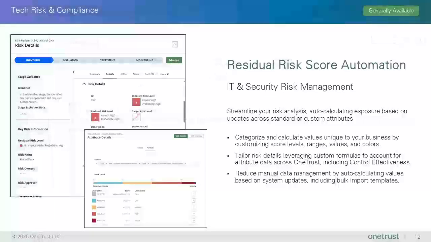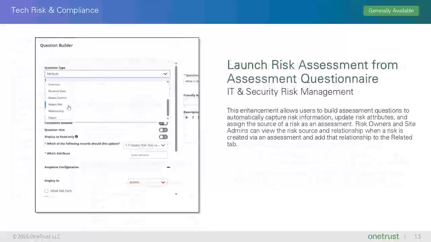Now let's take a look at Residual Risk Score Automation. This feature allows you to automatically adjust the residual risk score attribute based on the seeded residual risk score. The formula to calculate the residual risk score is the inherent risk score minus the average of the control effectiveness value. The final feature in IT Risk Management is launch a risk assessment from Assessment Questionnaire.